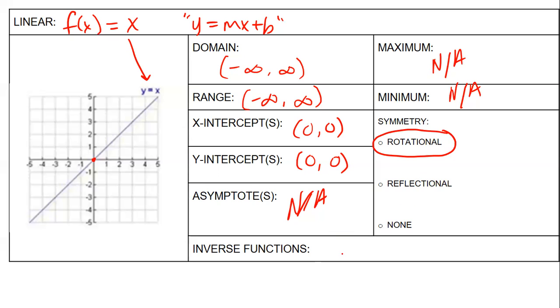The inverse function is, guess what? Itself. The inverse function here is itself. It's its own inverse. And we'll learn why a little bit later in section 1.4. Inverse just means that you're substituting in your x for your y. And if your x and y are constantly the same value, it doesn't make a difference.